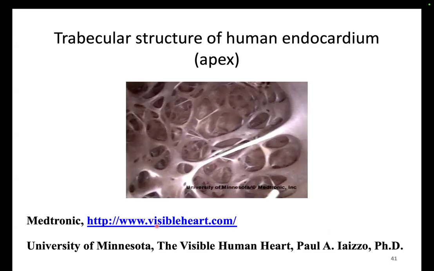These images were taken by Medtronic, and they used to be available online. This is a very old link. I don't know if it's still there. But what they did was they had a heart in which they filled it with an oxygenated, absolutely transparent fluid, and they had a scope in there. And so they measured, you can watch the movies of this heart contracting.